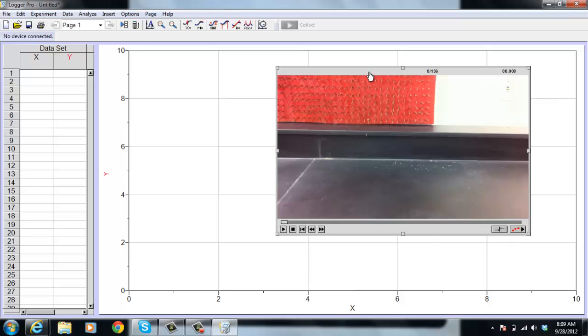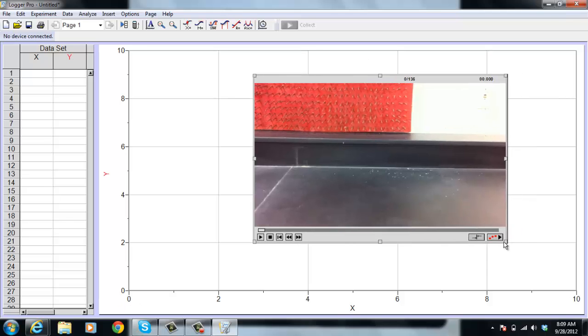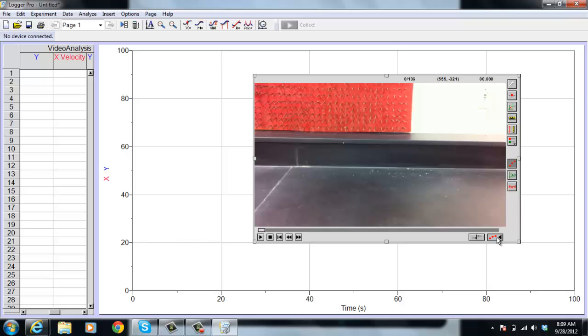I want to find the adjacent, and I'm given the angle, so I'm going to use cosine of theta, which is adjacent over hypotenuse. First we need to push this little button right here with the red dot: enable and disable video analysis. Let's enable it, and that's going to give us these little buttons over here. The first one we're going to use is this little blue ruler here. It says set scale.